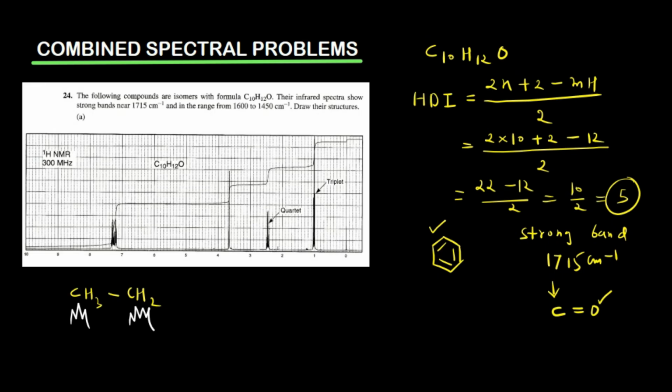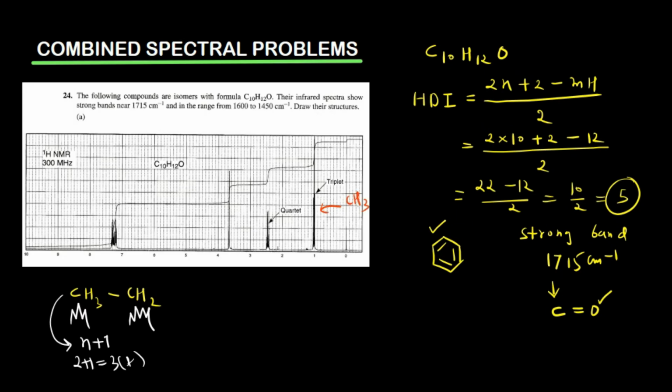How? If you apply the n plus 1 rule for splitting, the number of split peaks, you are calculating for these 3 hydrogens. In the neighbor, you have the neighboring carbon with 2 hydrogens only. So this will give you what? 2 plus 1, which equals 3, which is nothing but your triplet. So this particular signal, the triplet, is basically due to the CH3.